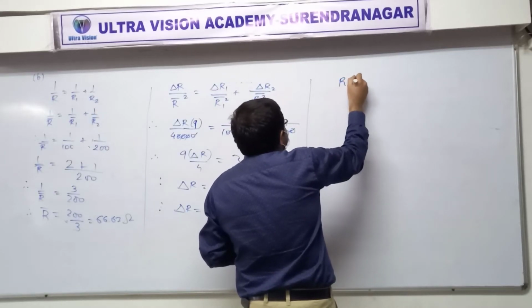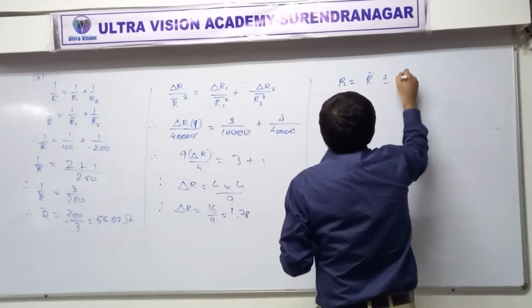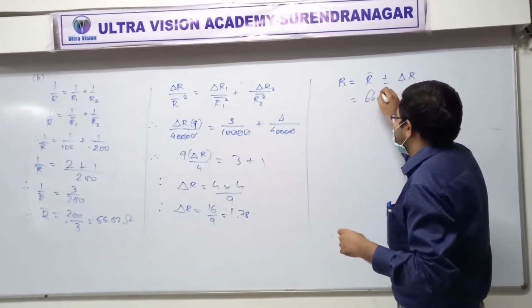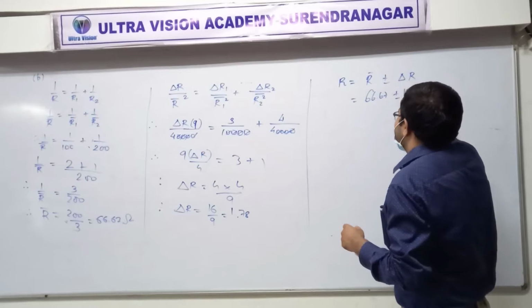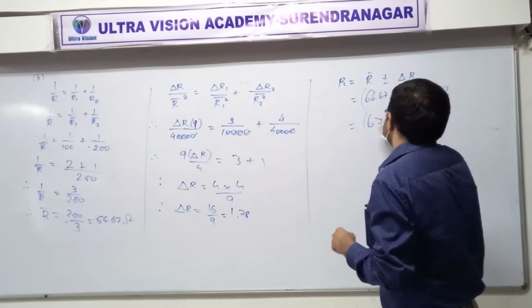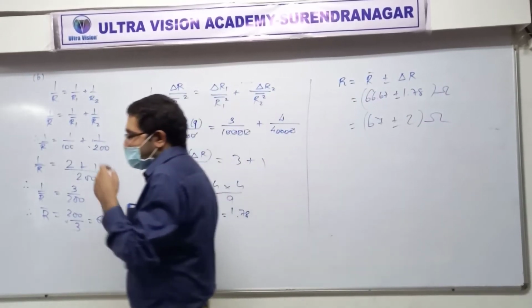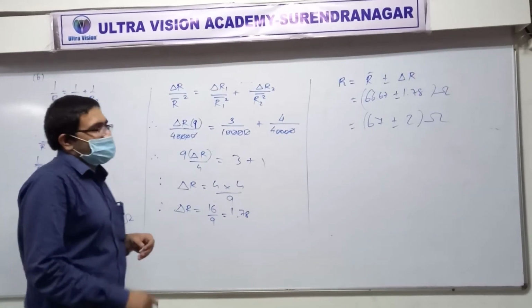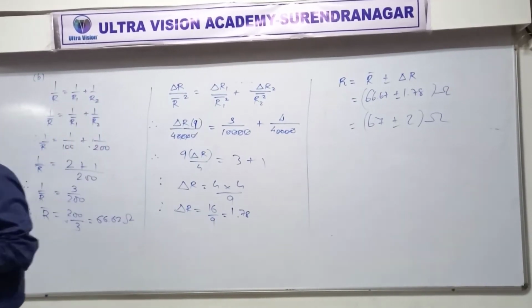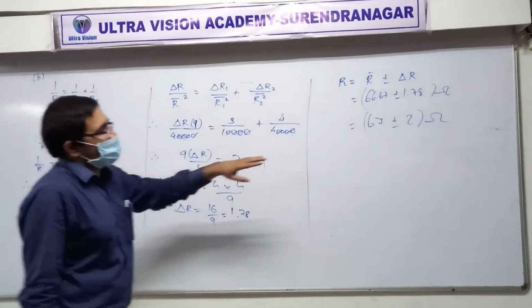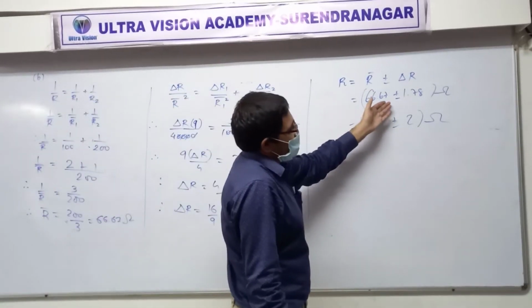So the final answer: R is equal to R bar plus or minus delta R, which is, here what should I write? 66.67 plus or minus 1.78. I am writing it temporarily. This is not the final answer. Did you understand? Yes or no? Sure? Not clear? 67 plus or minus 2. That would be the final answer. Right? Why 67? Rounded it off. Alright?